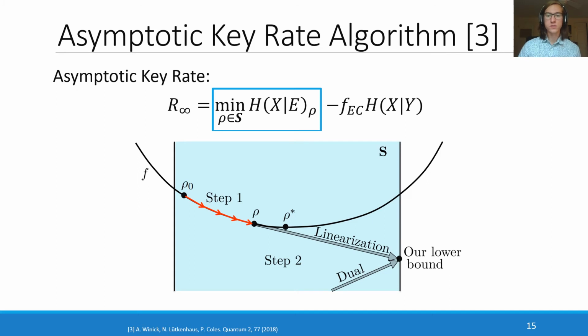This means that we always determine a lower bound of the key rate. Furthermore, in the case where the algorithm achieves rho star, then by taking the linearization about that point in the dual, one still obtains the optimal answer, which is to say the method is tight.